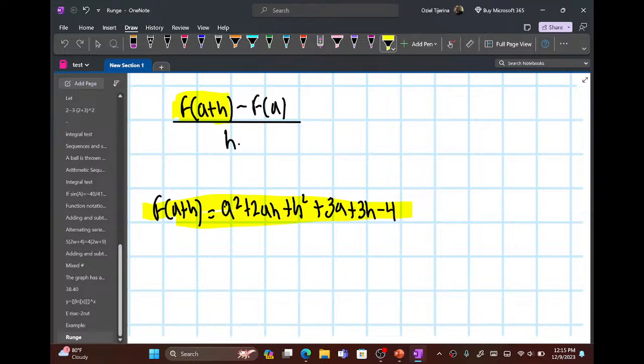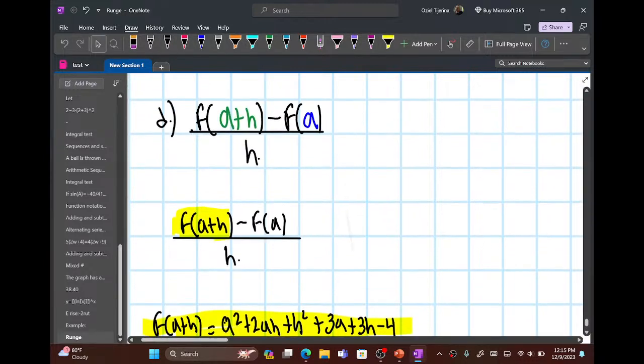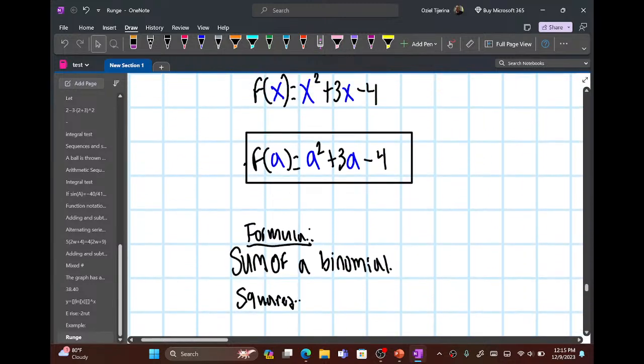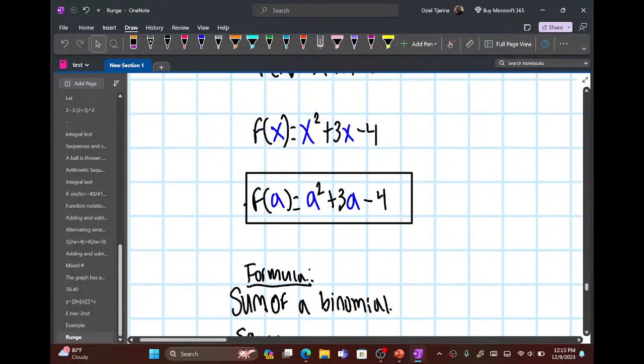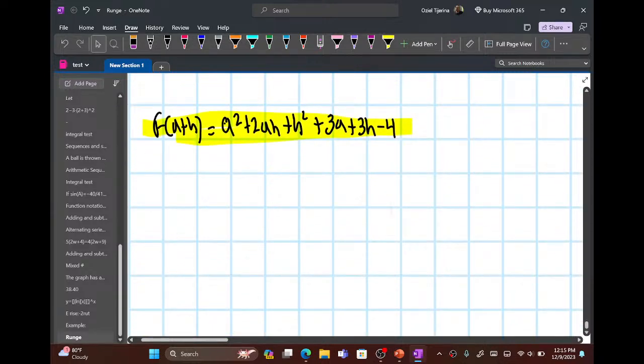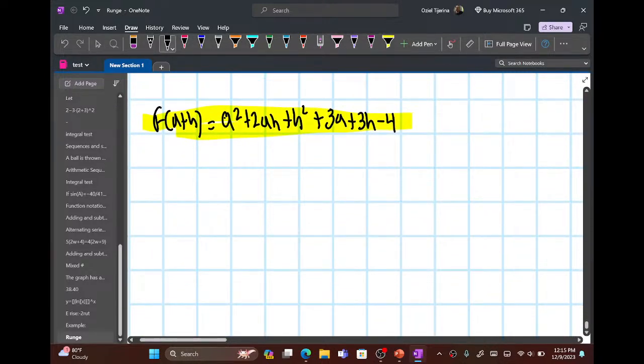Now, when it comes to the minus sign, you want to be careful, okay? You really want to be careful with the minus sign. We're going to put f of a, and we did f of a, did we do f of a? Yeah, we did it. F of a was a squared plus 3a minus 4. So I'm going to write that down.